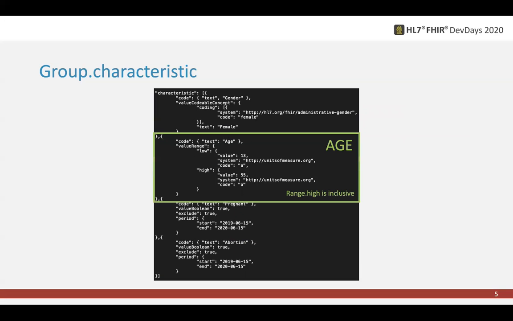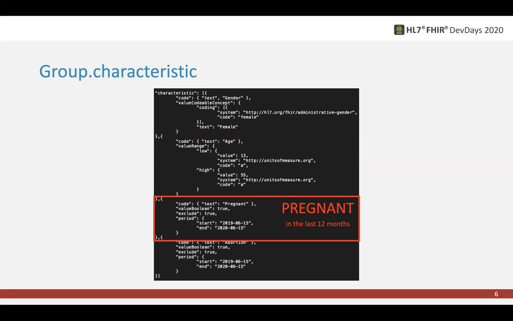For age, we have a range, which is 13 to 55. The range high subproperty is inclusive, and therefore we need to set it to 55 because, as you remember, it was 56 exclusive. Then we have 2 excludes.